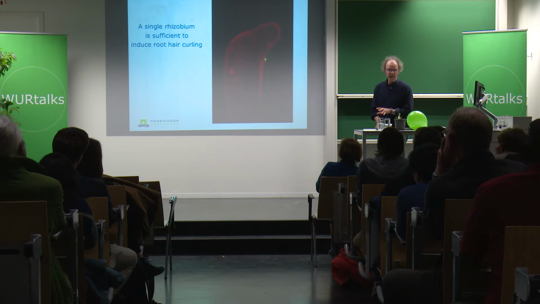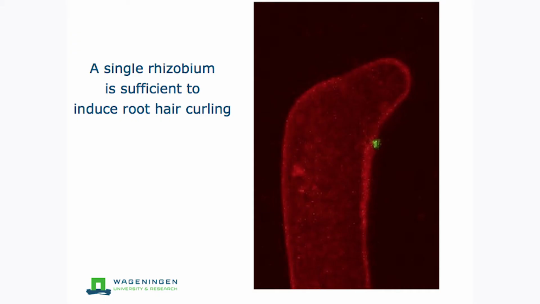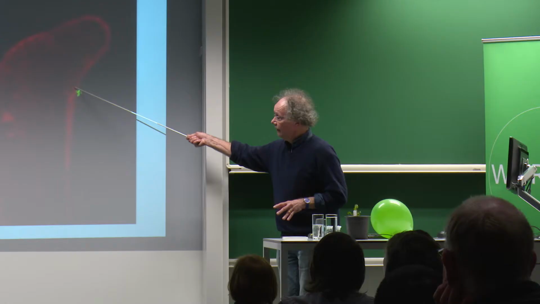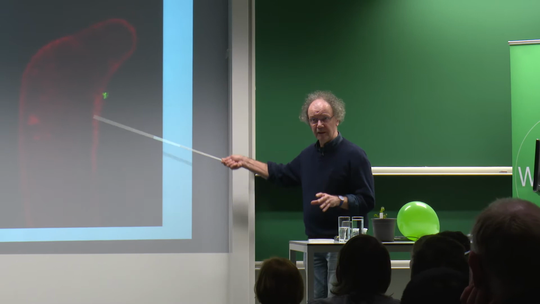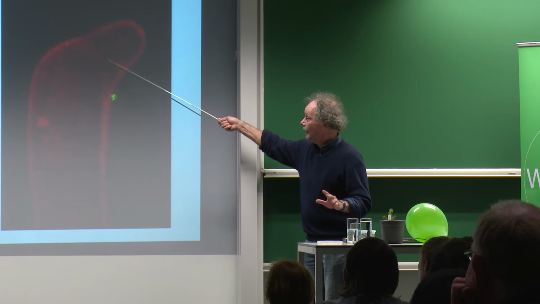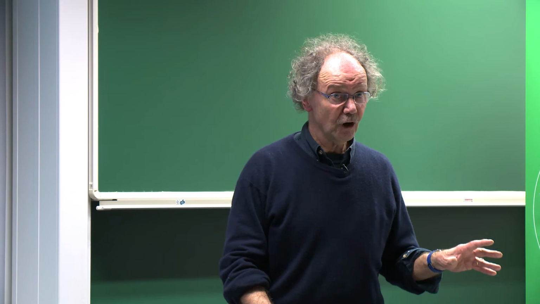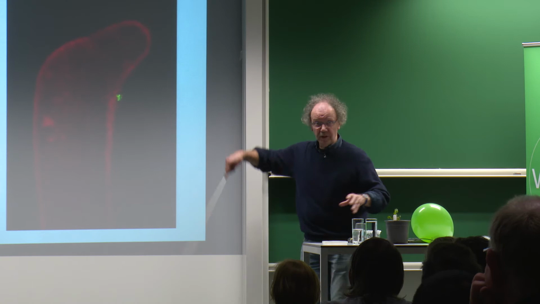I will show you how this starts. It is a root hair again, and a single bacterium is sufficient to start the process. But you see, it's very tightly regulated. This is this bacterium. It is sitting here, recognized by the plant, and as you can see, the tip of the root hair starts to bend. It knows where the bacteria is, and it bends towards this one. It forms a curl. And in the next picture, you see a root hair from the top, which has formed a nice curl, and it has captured the bacteria.